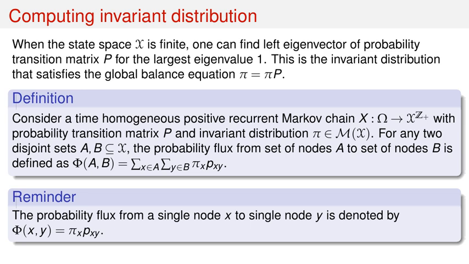As a quick reminder, the probability flux from a single node x to a single node y is denoted by phi of xy, and it's simply pi_x times P_xy.